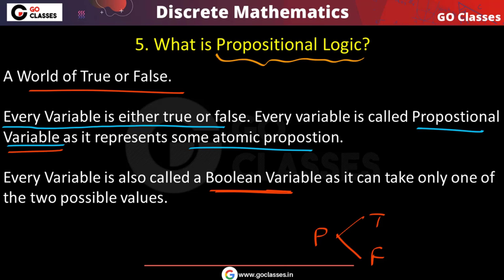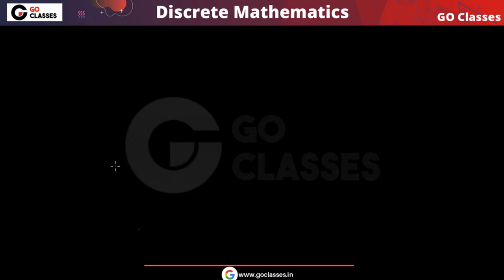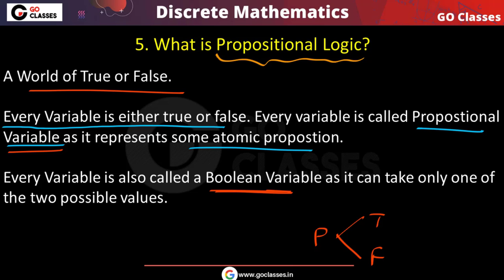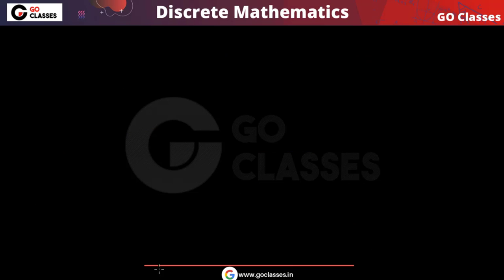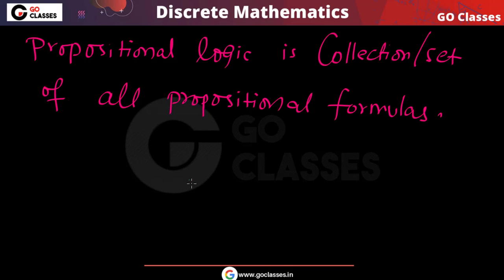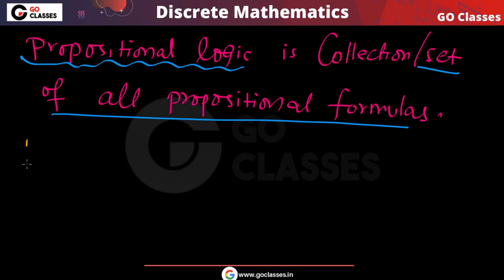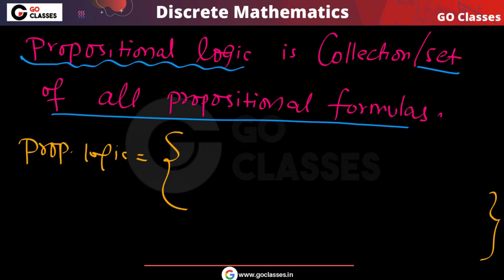Now what is propositional logic actually? You can give the definition like this: propositional logic is the collection of all the propositional formulas. That's it. So if someone asks you what is the definition of propositional logic, propositional logic is a set of all propositional formulas.